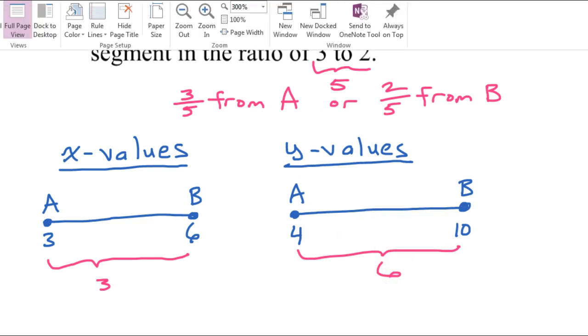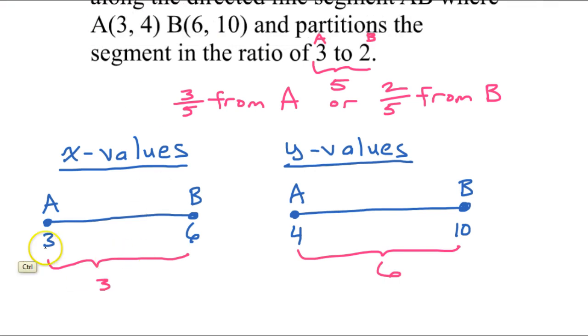Now, here's where the fractions come in. So, for the partition in both cases, I'm going to go 3/5 of the way from A. So 3 is the length of the entire way, but I need to go 3/5 of the way. So that means I need to go 3/5 of 3.